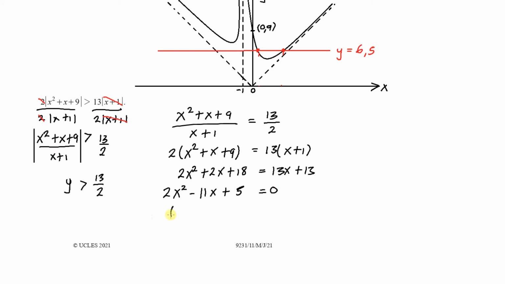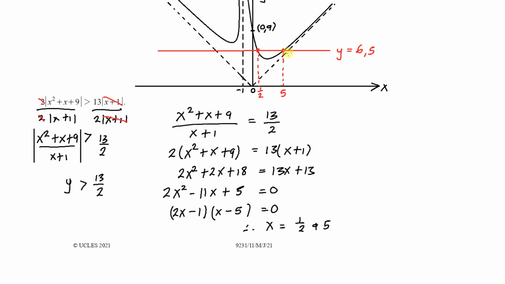So factorizing, we will get (2x minus 1)(x minus 5) is equal to 0, and therefore the values of x from this we get to be a half and 5. So this means that this is a half and this is 5. Now we want values of x that satisfy this inequality here, where the graph of y, that's the modulus graph, is greater than or above that of 6.5.